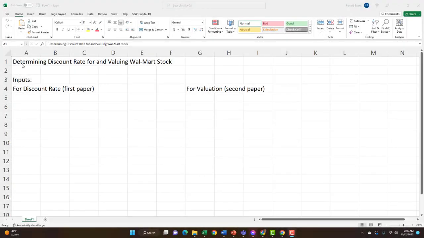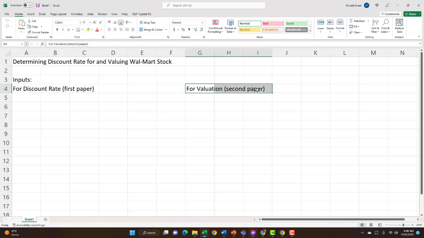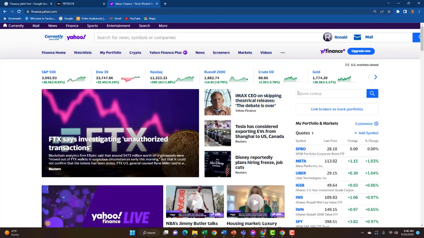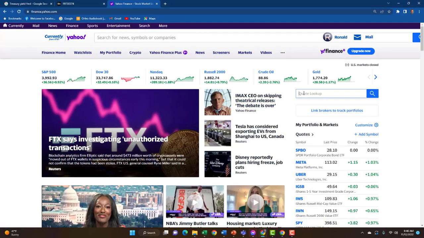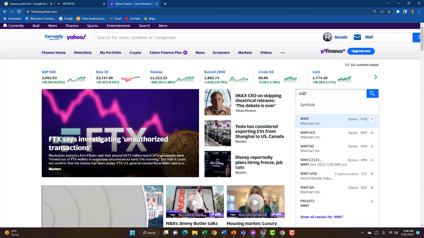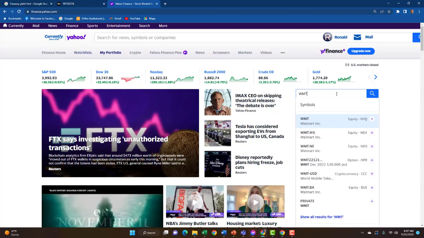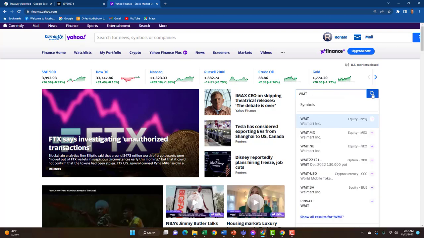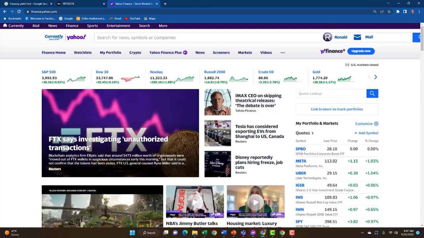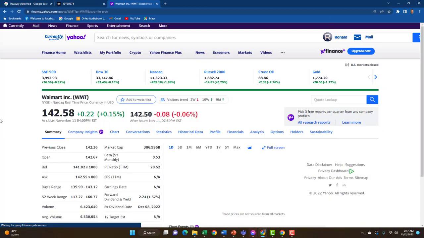In this video, I'm going to help you determine the discount rate for a company's stock and the value of that stock. The first paper will be determining the discount rate, and the second paper will be for the valuation. Now, in picking a company, I am going to do Walmart. So I suggest you go to Yahoo Finance and type in the symbol of the company you want. You can't do Walmart because I'm doing Walmart.